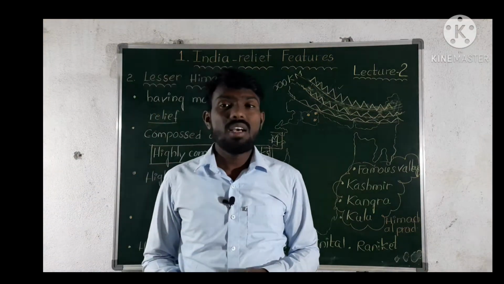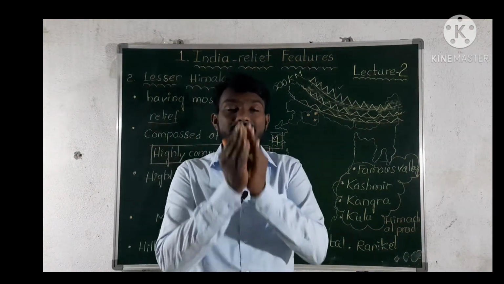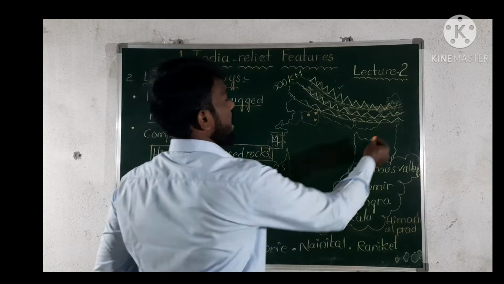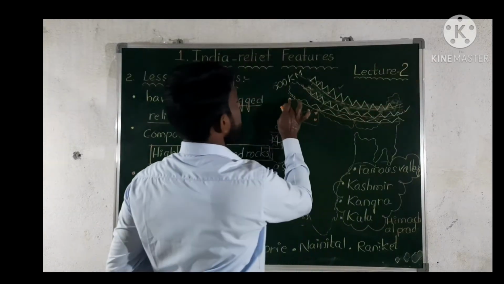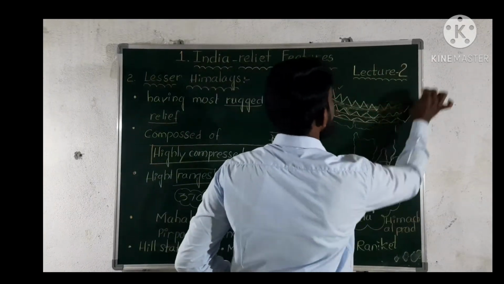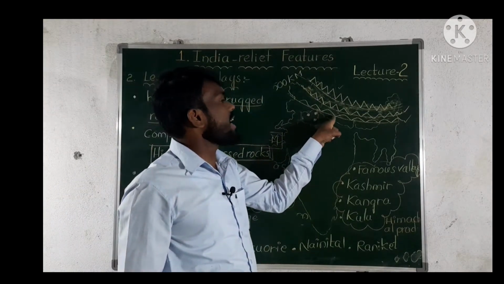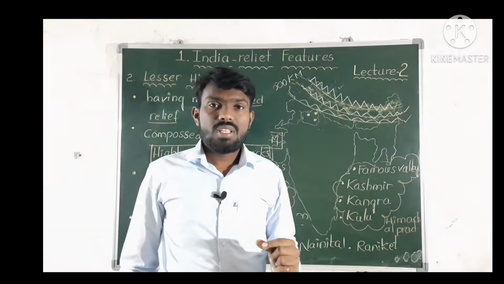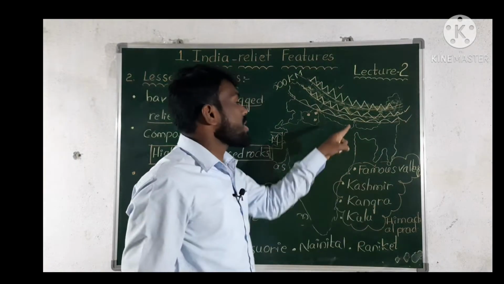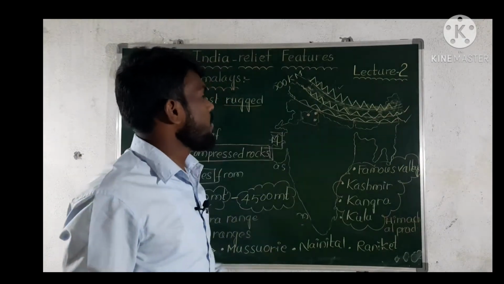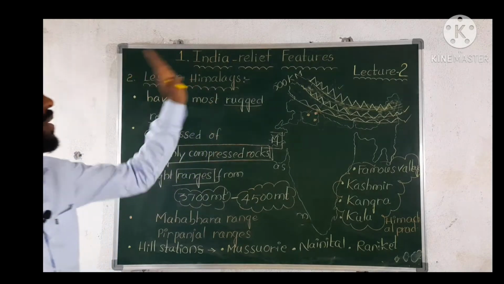So this is about the lesser Himalayas, and next we'll move forward to the southernmost mountain range. The southernmost range is called Shivaliks. Now we will explore the Shivaliks.